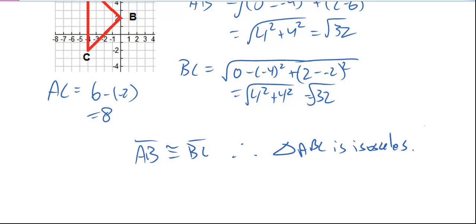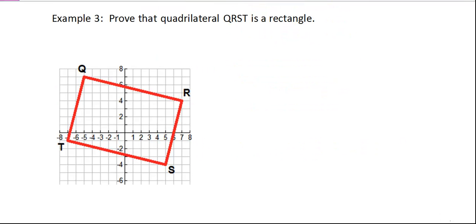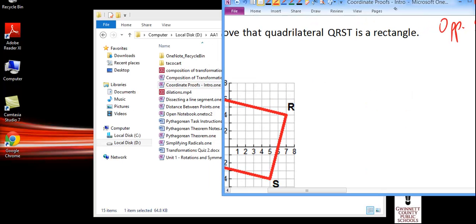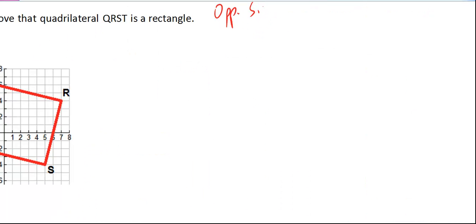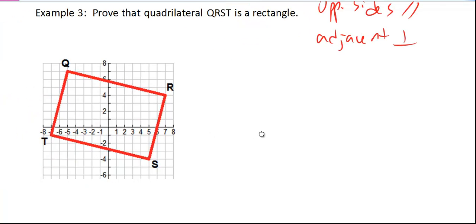Let's take a look at one more example. Okay, I want to show that this figure, this quadrilateral, is a rectangle, which requires two things. I need opposite sides to be parallel. I also need to show that adjacent sides are perpendicular. I need to show that there are right angles.